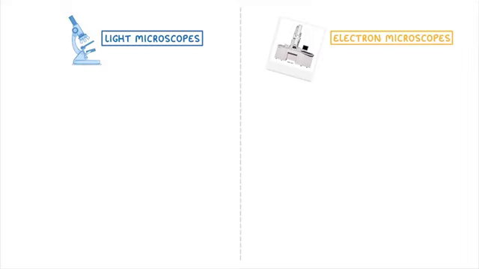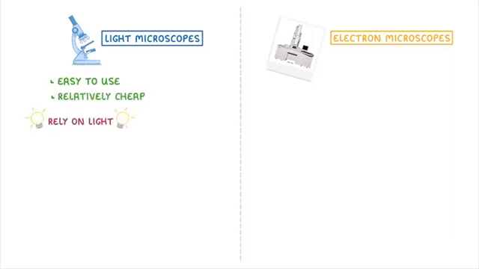In this video, we're going to look at the differences between light microscopes and electron microscopes. If you can imagine a microscope in your head, you're probably thinking of a light microscope, because these are the ones that you can use in the classroom, and what we think of as conventional microscopes. The advantage of light microscopes is that they're small, easy to use, and relatively cheap.